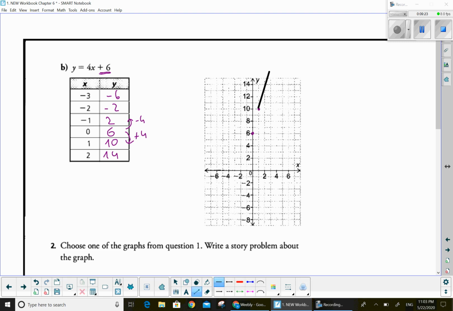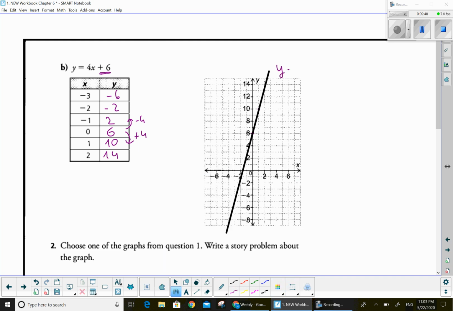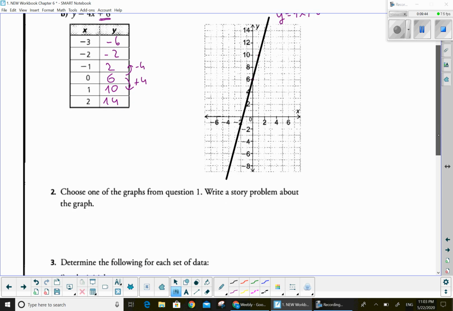I have my 2 points. Actually, it's pretty good. There we go. Maybe a little lower. That's pretty good. There we go. And that is y equals 4x plus 6. There we go. Moving on to the next question.